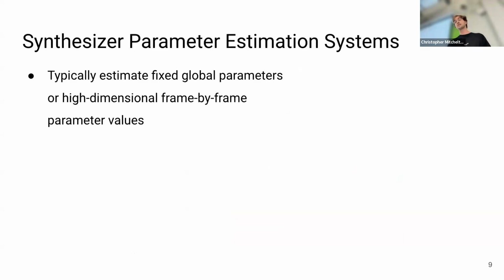So one thing that's common about synth parameter estimation systems is they typically estimate fixed global parameters. So they assume the sound is kind of this frozen patch. Of course, some of those parameters might move, like the decay on an envelope, right? But in general, they tend to output global parameters, or if there is a parameter that's changing over time, they tend to predict a high dimensional frame by frame value that has no restrictions. So it's just going frame by frame what the predicted value is. And this works quite well if you're trying to estimate a sound.